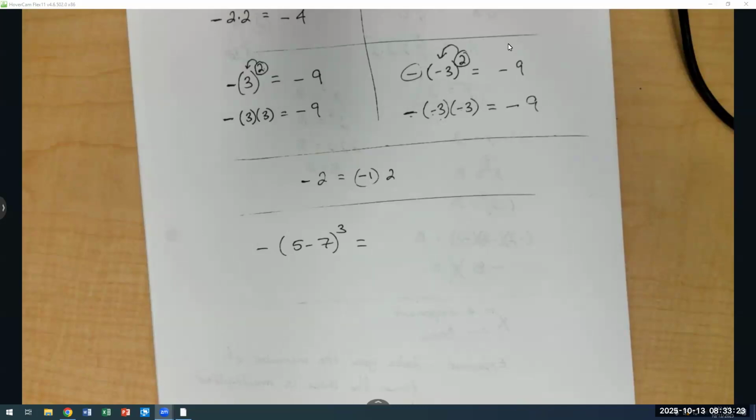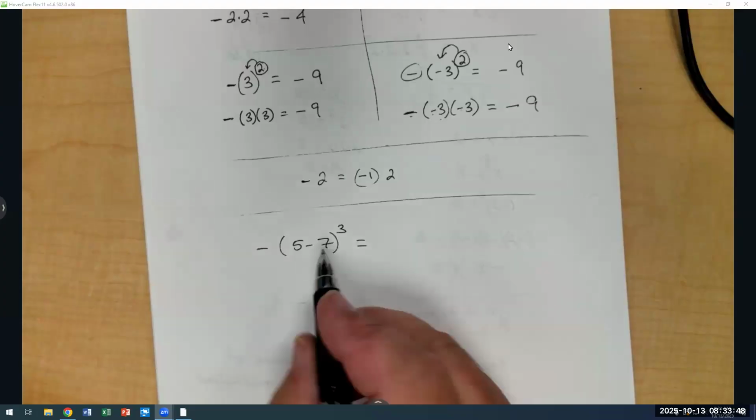Remember, this is a math course. You should be writing this stuff down and working it out instead of trying to do it in your head. Don't try to do math in your head. What do you have to do first? By the order of operations, do inside the parenthesis first.